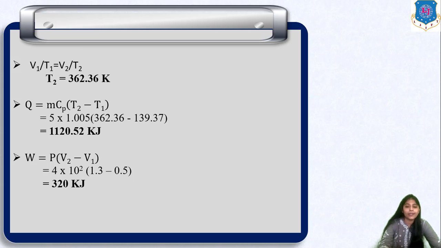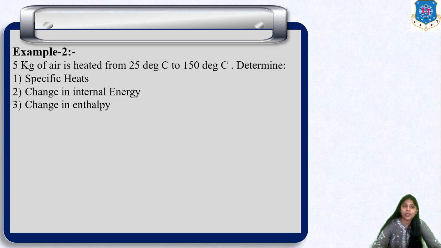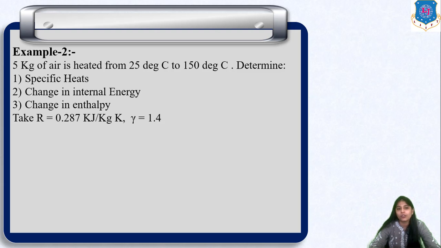Okay. So now let us go through another example. Example 2. So what does example 2 say? It says 5 kg of air is heated from 25 degrees Celsius to 150 degrees Celsius. We have to determine specific heats, change in internal energy, change in enthalpy. Okay, and R is given. R is 0.287 kilojoule per kg Kelvin, and gamma is given.